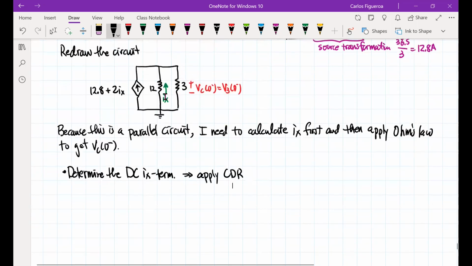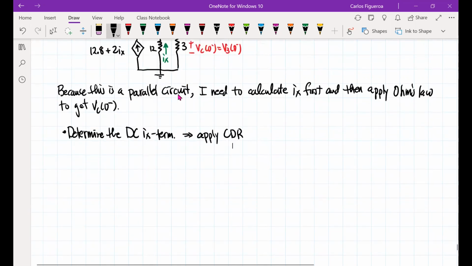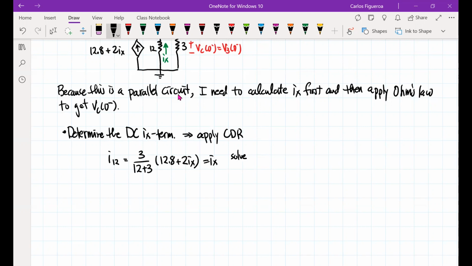Look at that. I want the current of the 12 ohm resistor. So I12 is going to be 12 plus 3 divided into 3, because it's the opposite resistance, times the source, which will be 12.8 plus 2ix. But this is also equal to ix. So note I have one equation and one unknown. Now I'm going to solve for ix, and I get that ix is now 4.27 amps.